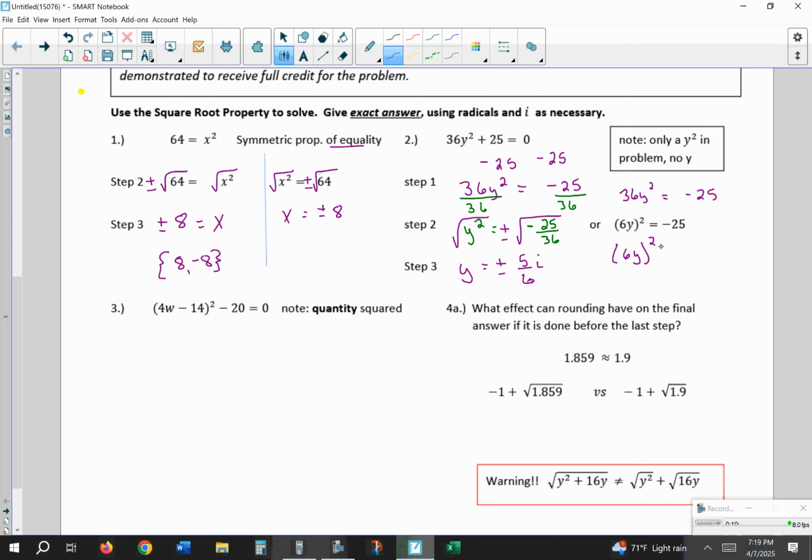Now again, here's a case where I did not leave enough room for my radical and my plus minus symbol. Here, because I wrote it as a quantity squared, the square root undoes my square, leaving me the 6y. Square root of 25 is 5, square root of negative 1 is i. And then that solving step would mean dividing both sides by 6.